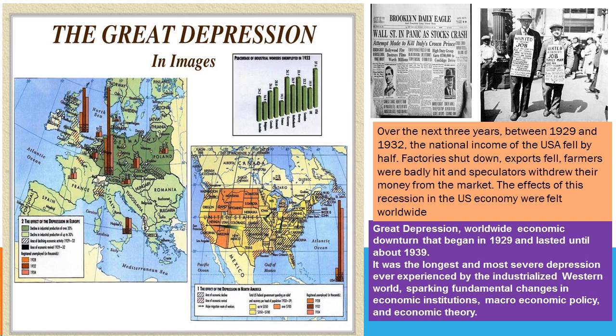On one single day, 24th October, 13 million shares were sold. Over the next 3 years, between 1929 and 1932, the national income of the USA fell by half. Factories were shut down, exports fell, farmers were badly hit, and speculators withdrew their money from the market. The effects of this recession in the US economy were felt worldwide.